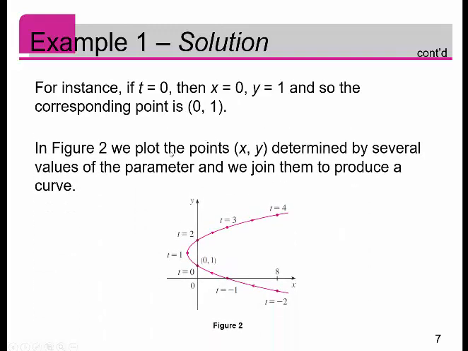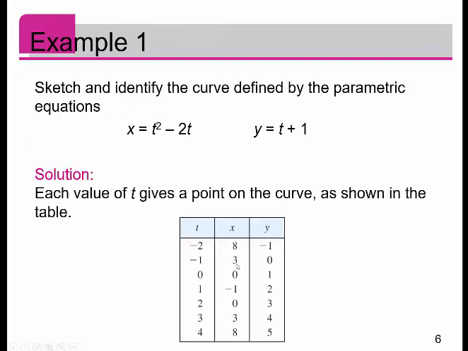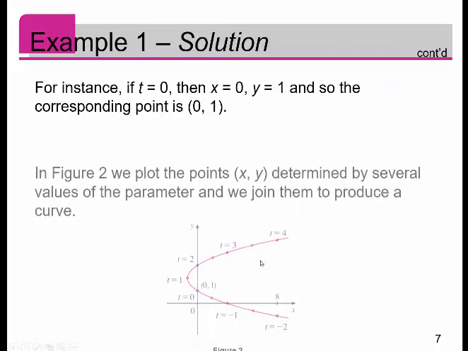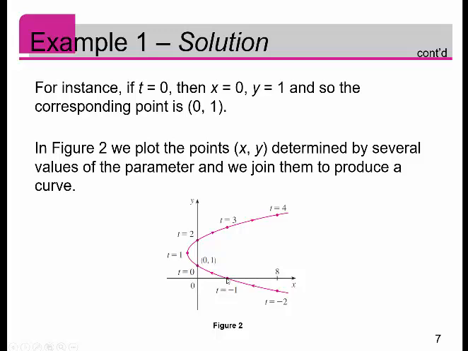So in figure 2, we plot those x, y points determined by several values of t, and we join them to produce a curve. For example, when t was -2, x was 8 and y was -1. There's our point. Our next one was 3, 0. Here's 3, 0. This is when t is -1. We use the arrows to denote the increase in t values. You can see this looks like a parabola on its side, like x is equal to y squared, something like that.